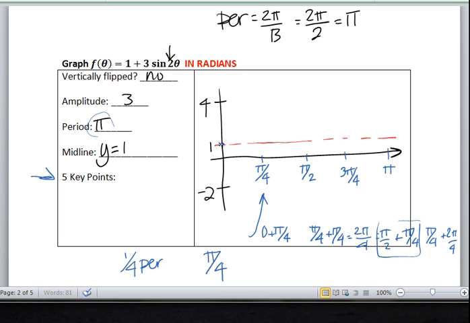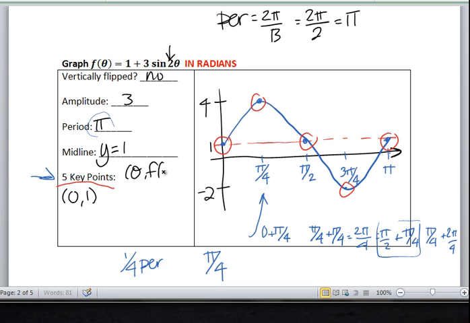So here we have 1, we go up to 4, back down to the middle, down to the bottom, and back up to the middle here. And so these points right here are what I'm referring to as my 5 key points. And you just read them off in order, right? Like this one right here is the ordered pair 0, 1. So basically your ordered pairs are in the form theta, f of theta.